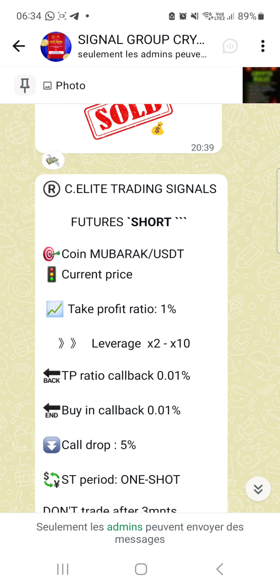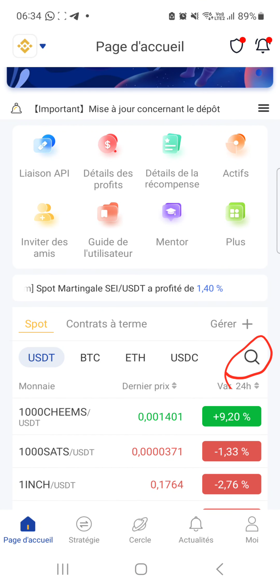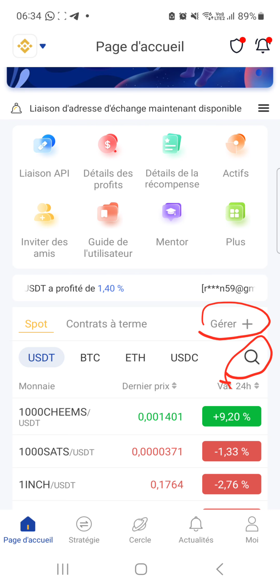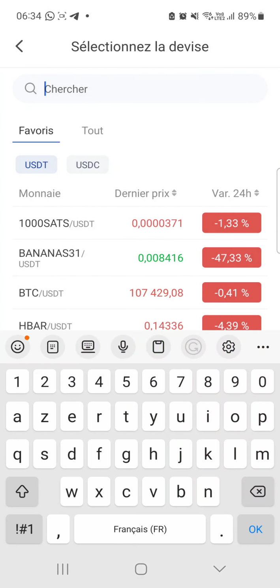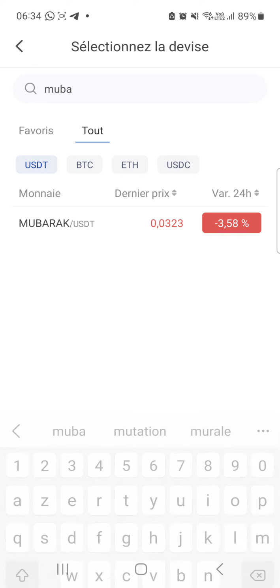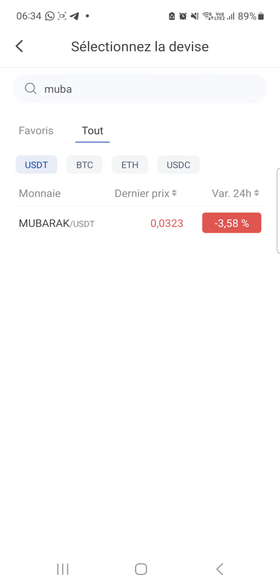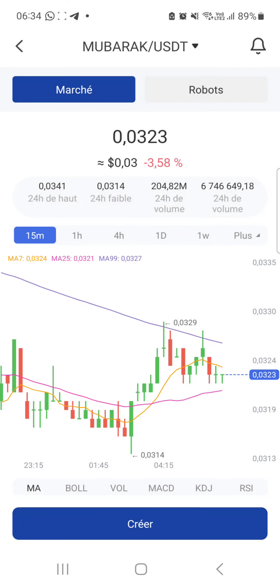Okay, so you come on your Royalq, then you look for the coin here in the search bar. You search the coin. If you are not seeing it here, then you have to go here to add it on your list of coins. So I tap on the search bar and I write Mubarak. Here it is. So when I tap on Mubarak, then I create.